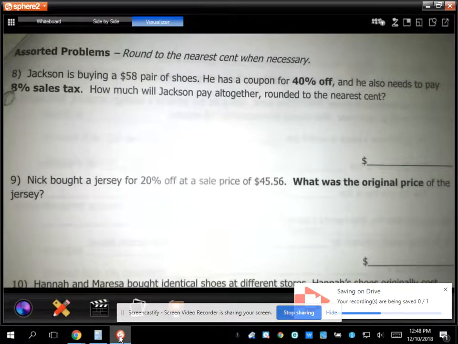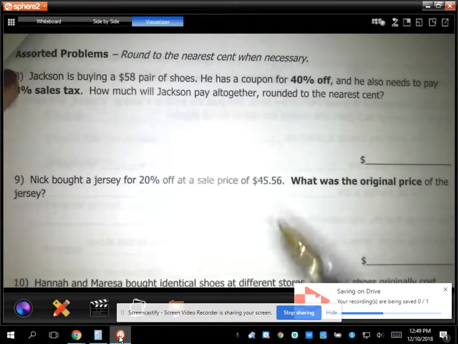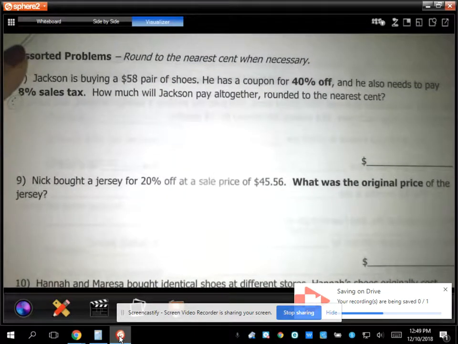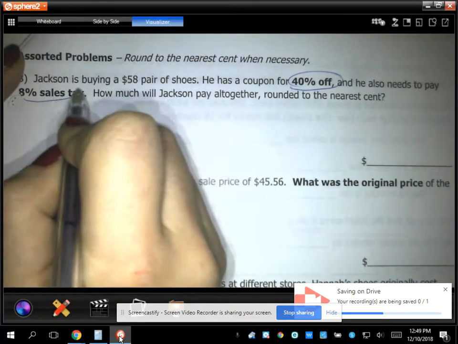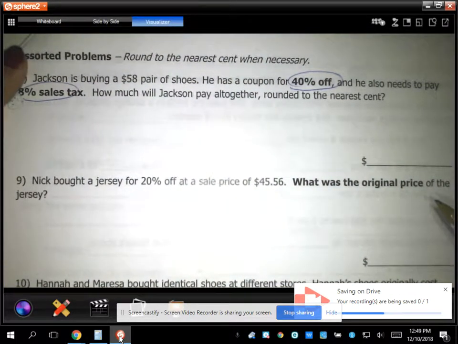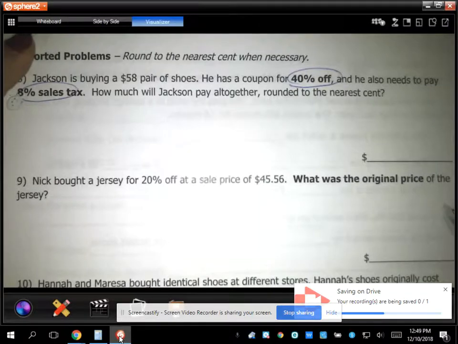Last page of today's notes, and this page is going to cover everything that we learned so far today. So we're going to jump back and forth between the concepts that we learned on each page. Jackson is buying a $58 pair of shoes. He has a coupon for 40% off, and he also has to pay an 8% sales tax. How much will Jackson pay altogether, rounded to the nearest cent?